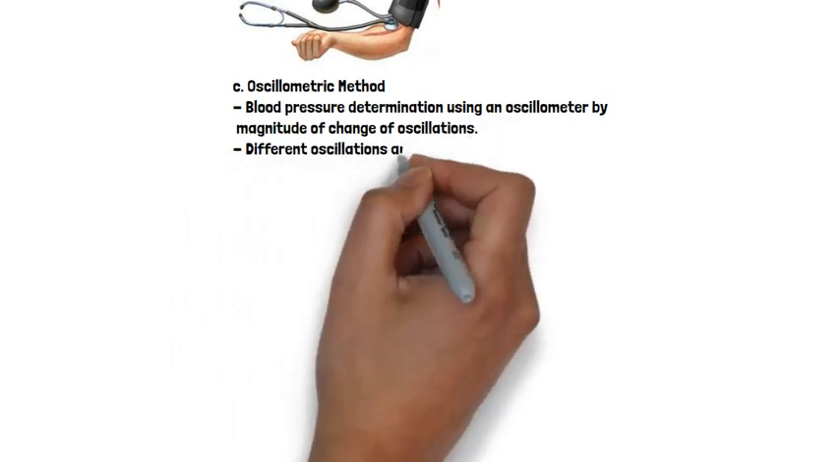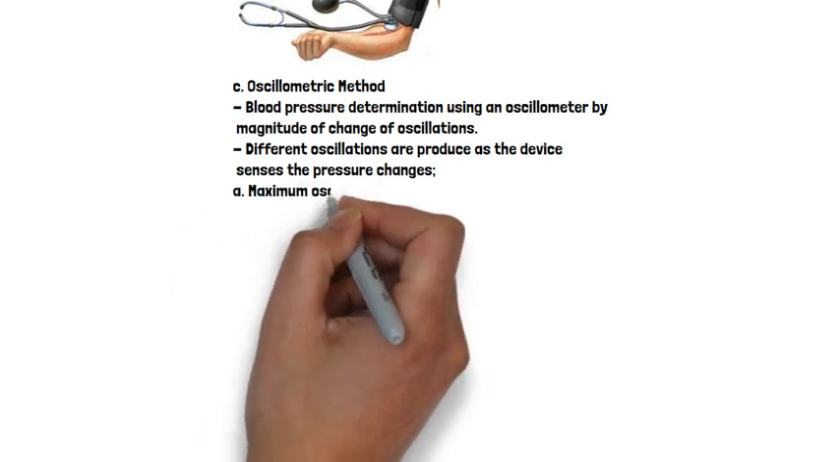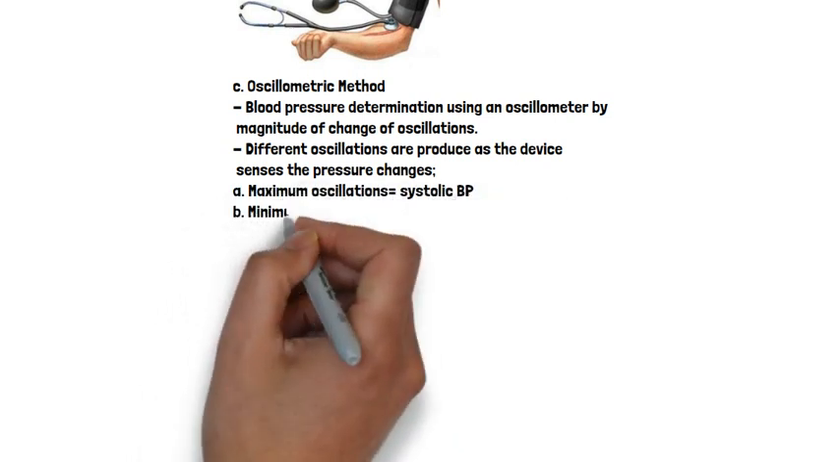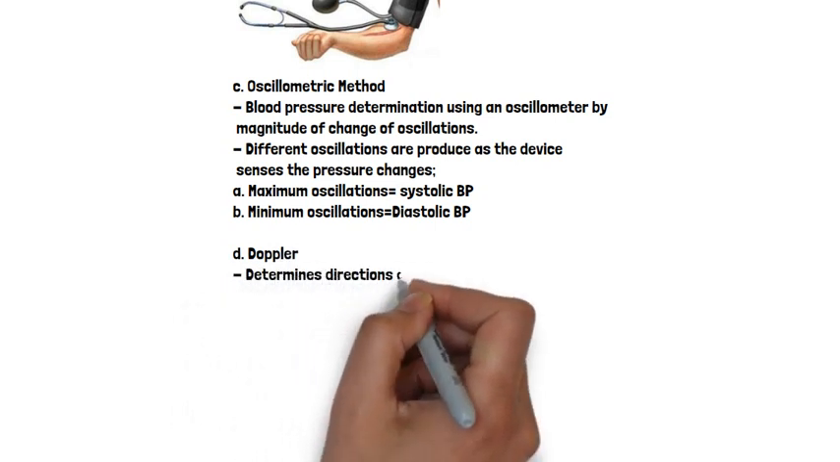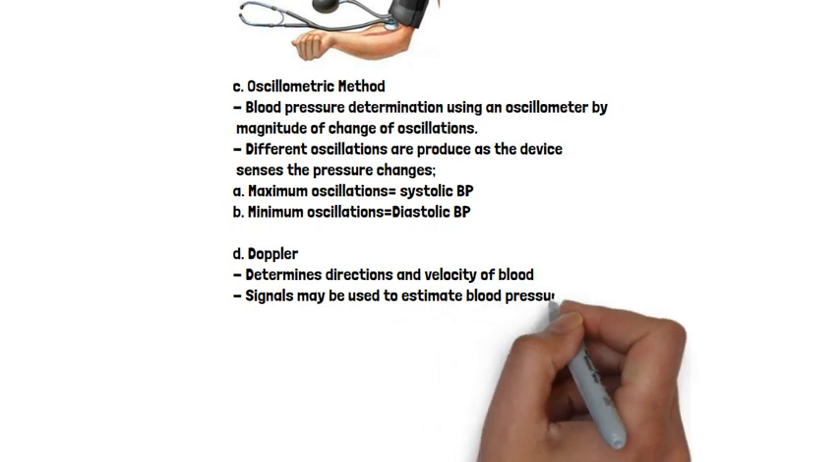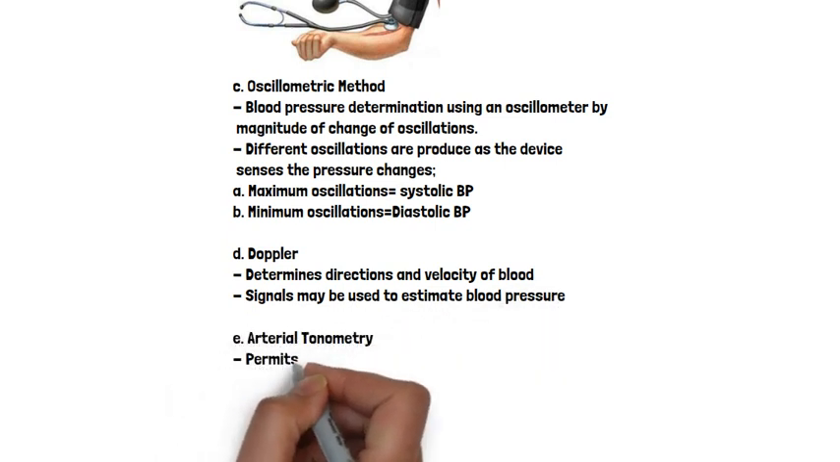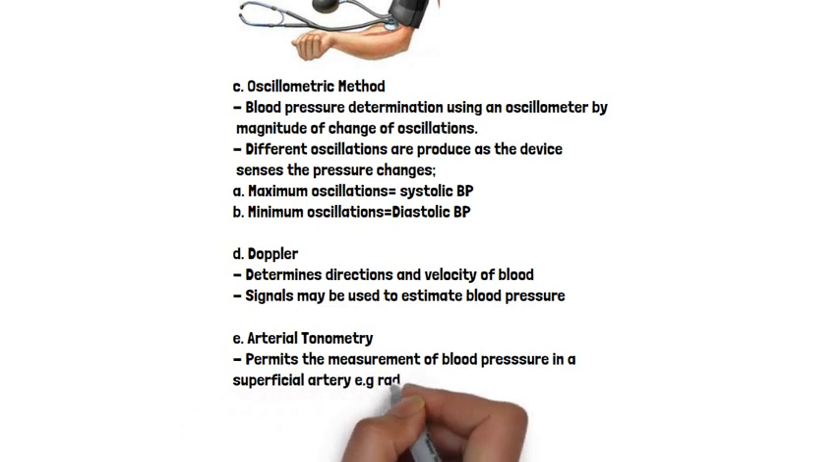The oscillometric method is blood pressure determination using an oscillometer, and the reading is determined based on the oscillometric readings. An increase in the magnitude of the oscillations is used to measure systolic blood pressure, and a decrease, diastolic blood pressure. The Doppler method is used to determine blood pressure, direction, and velocity. Arterial tonometry allows the measurement of BP in superficial vessels, like the radial artery.